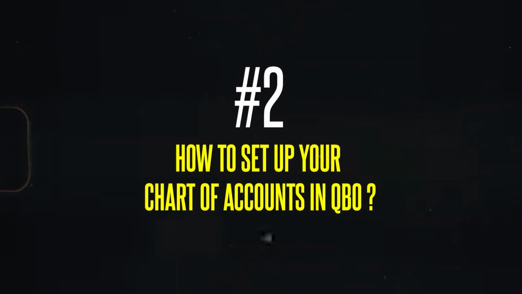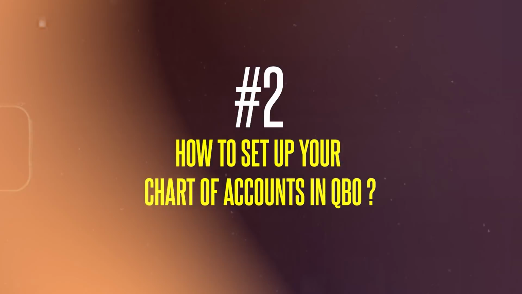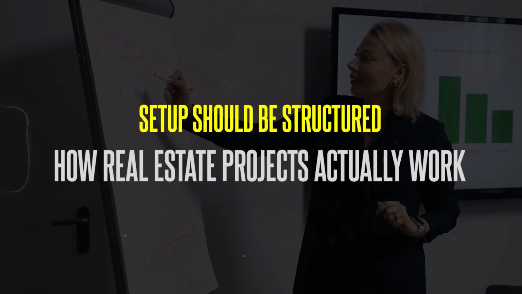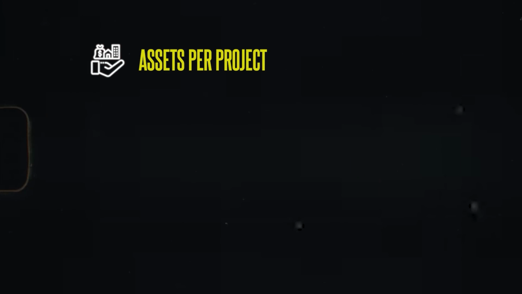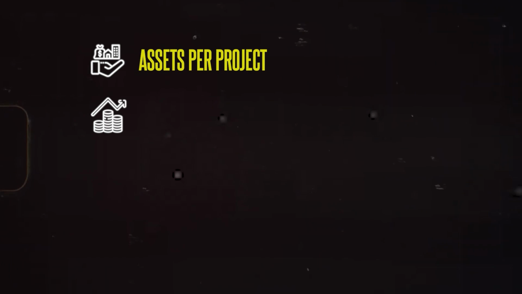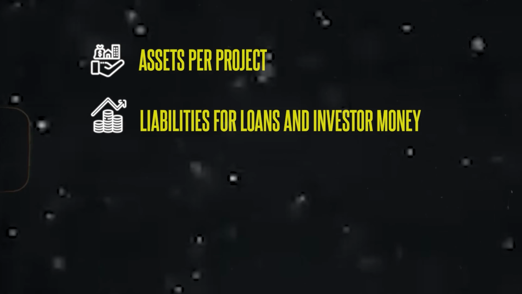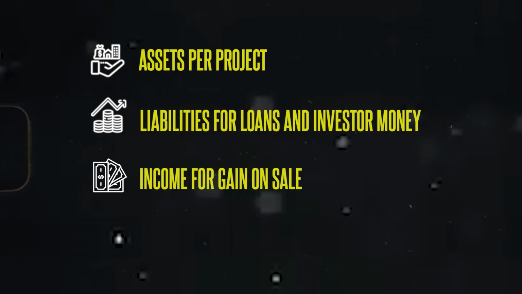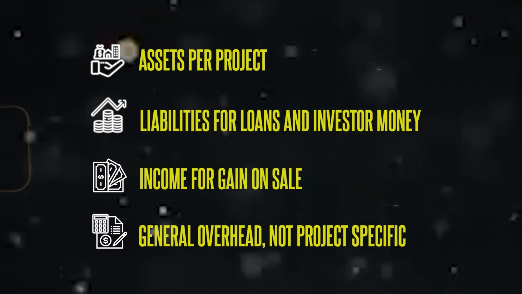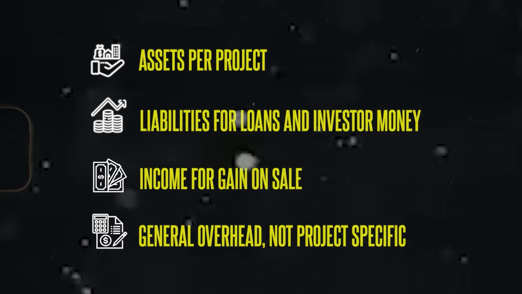How to set up your chart of accounts in QuickBooks Online. So before you track a single dollar, you need to set up your chart of accounts the right way. If you're a developer, your setup should be structured for how real estate projects actually work. Here are the basics you'll need. Assets for each property or project you are developing, liabilities for loans, lines of credit, or investor money, income, which is gain on a sale, expenses for overhead and general business costs not tied to a specific project.